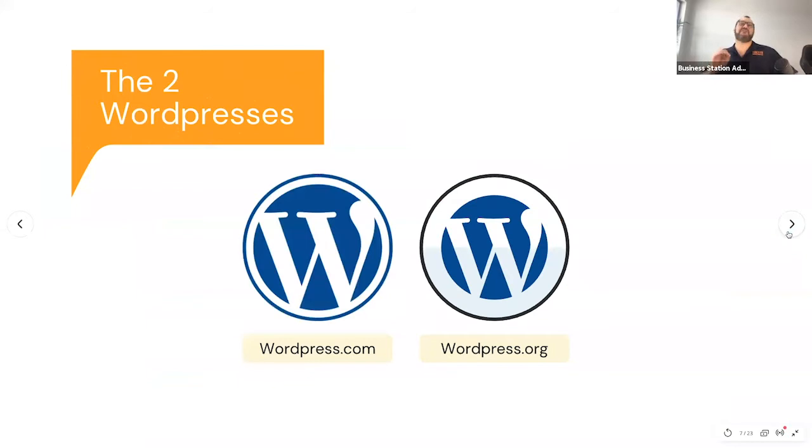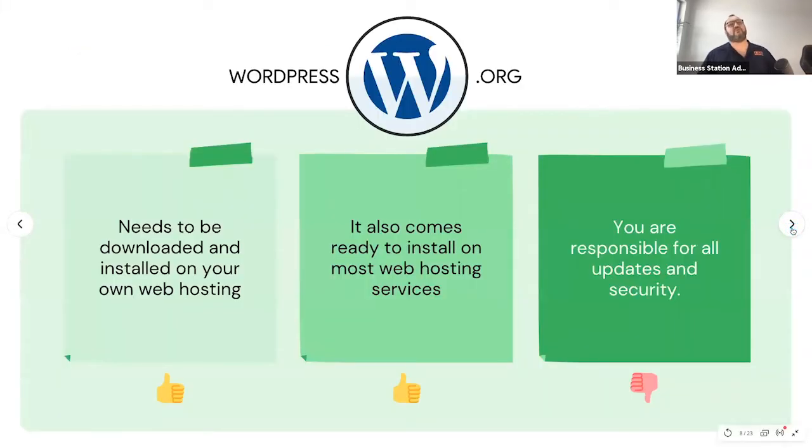So there are two very different kinds of WordPress. Now you may have one or the other. WordPress.com and WordPress.org. Now, while they're kind of similar, they're not exactly the same. They do have a few differences. For example, the WordPress.org version does need to be downloaded and installed on your own web hosting. So for instance, you've got to go and buy web hosting before you can have WordPress running on that hosting for you. It also comes ready to install on most web hosting services.